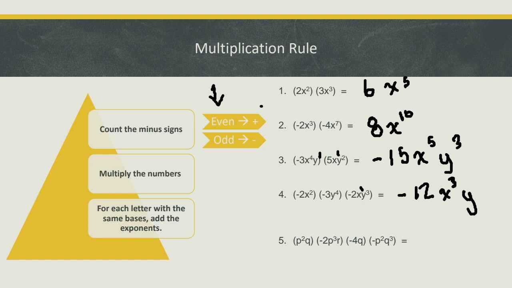And then for y's, I have 4, 5, 6, 7, y to the power of 7. So that's my final answer because I've used up my x's and my y's. So for number 5, this is our last one until we move on to the next rule.